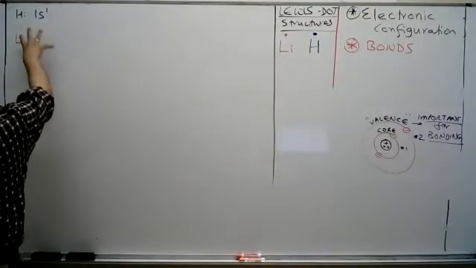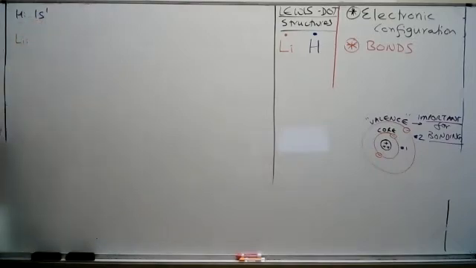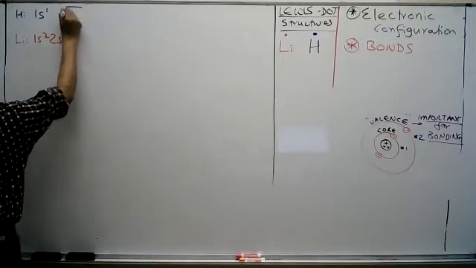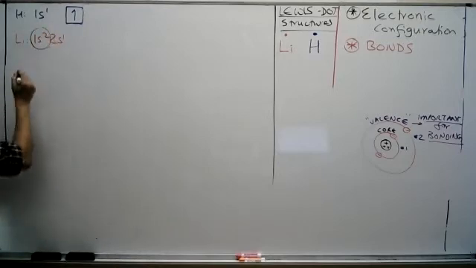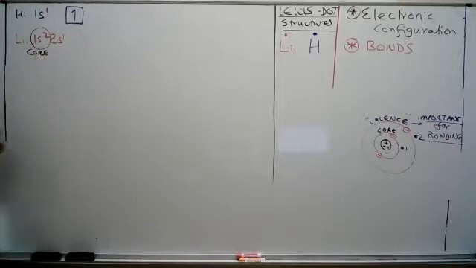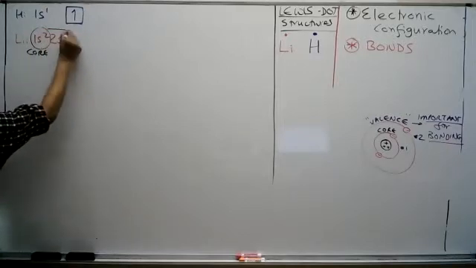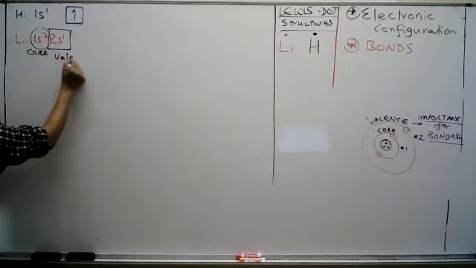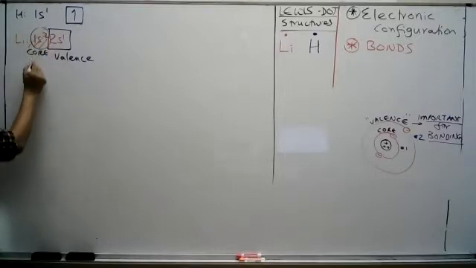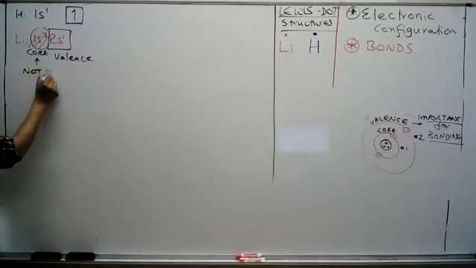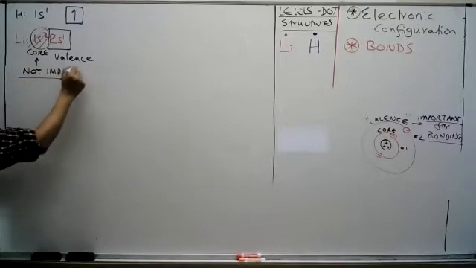So that's what we have been discussing. Now we are writing down few electronic configurations. Hydrogen is 1s1, lithium is 1s2, 2s1, and we can also show it as this. Okay, and this is core, and this is valence. This is not important. Not important. This is very important.